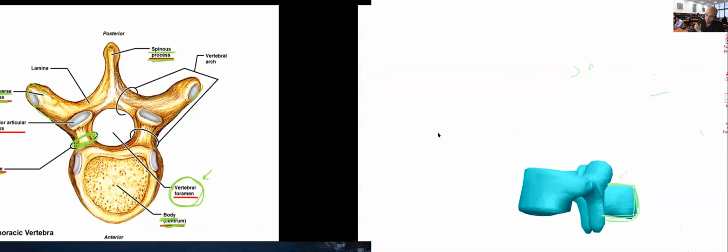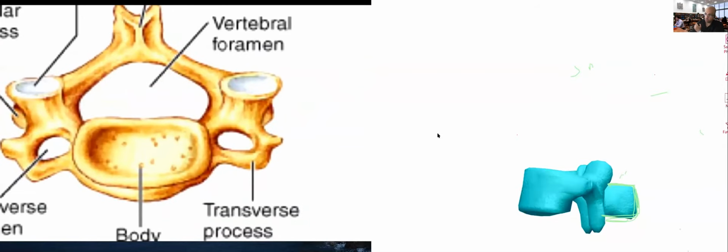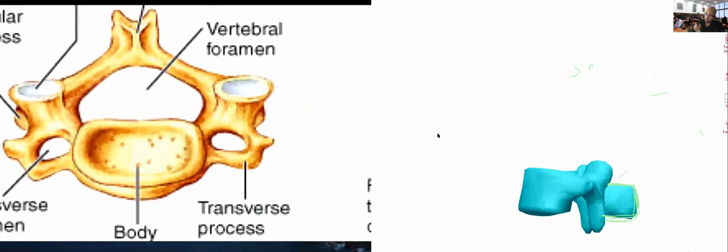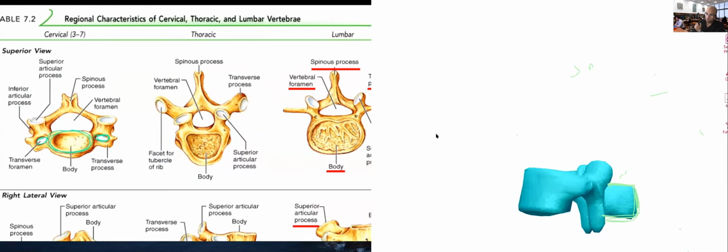How about this one on here? Do I have a transverse foramen? Do I have a hole in the transverse process? Yes, so this is a cervical vertebra. Do I have a vertebral body? Yes, so it's not C1. Do I have a dens or an odontoid process, a process coming out from the vertebral body on here? No. So this means I am not C1, I'm not C2, I am anyone from C3 to C7.